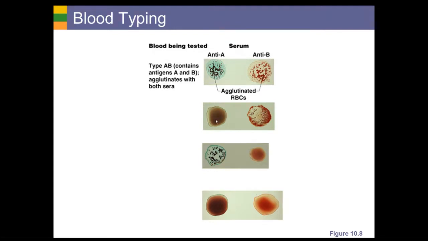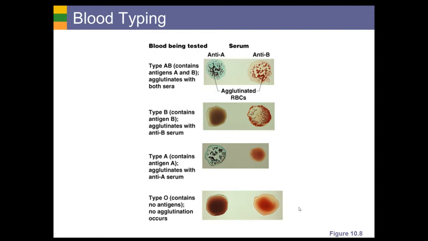Here we mix them with anti-A and anti-B. We only get clumping with B, right? So they're B. Here we only get clumping with A, so they're A. Here we get no clumping at all, so they're O, right? In each situation, each patient, we're asking, is there A antigen there, yes or no? If it clumps, it means that the antibody found antigen.